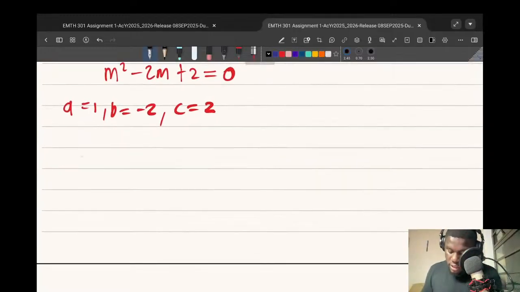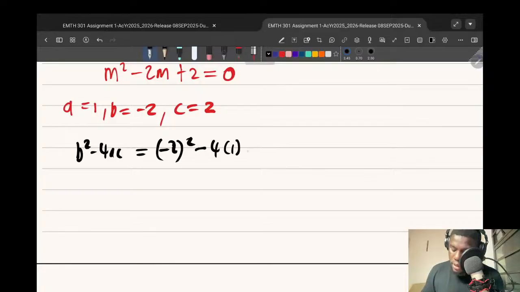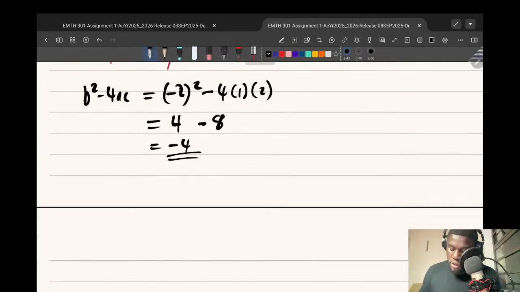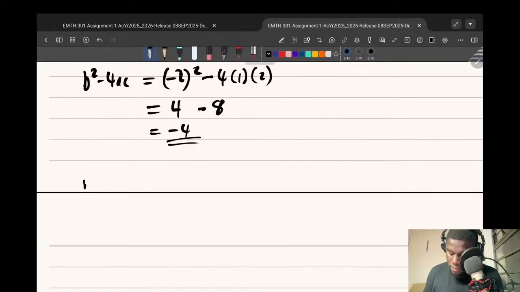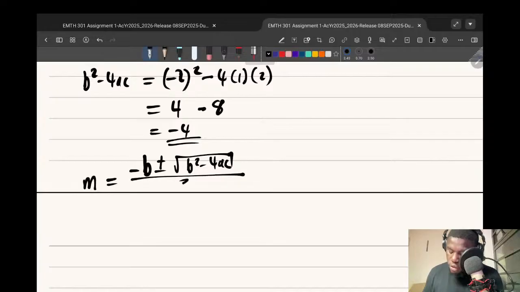So here we would now say, first thing, b squared minus 4ac. This is equal to, b is negative 2, so it's negative 2 squared minus 4 by a by 1 by c by 2. So negative 2 squared is 4. Minus 4 by 1 is 4, times 2, that's 8. So it's 4 minus 8, which gives us negative 4. So now you're going to say that means my m is equal to minus b plus or minus the square root of b squared minus 4ac all over 2a.